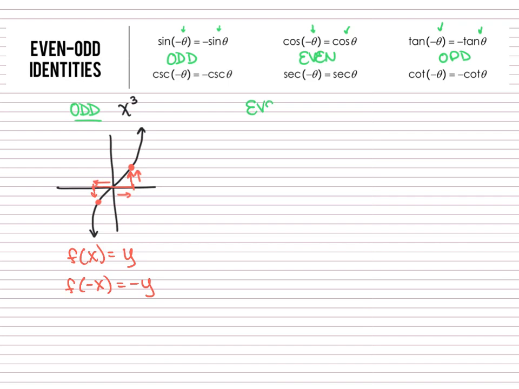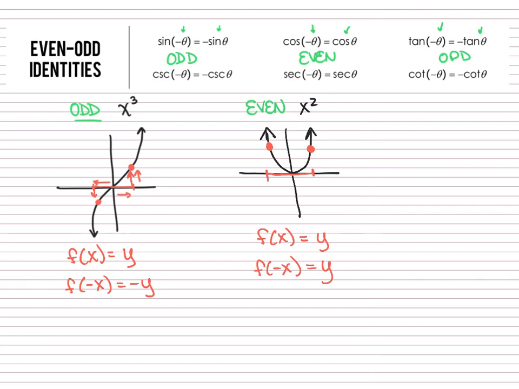Whereas an even function was something like x squared. Even functions have symmetry about the y-axis. So that would be something like a quadratic here. In this case, if we go out to x over here, we have a positive y. If we go negative x the same distance, we still have that same positive y value. So you can think about it the same way with our trig functions. f of positive x gives us y, but f of negative x also gives us y. Okay, so that's the way of looking at it from a function perspective.